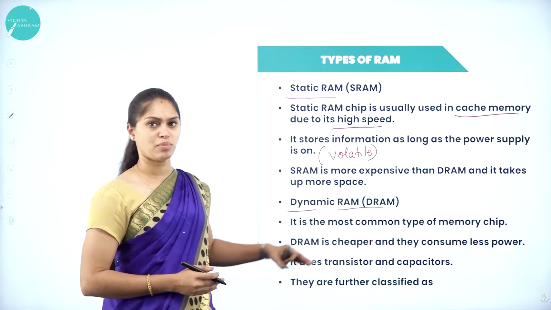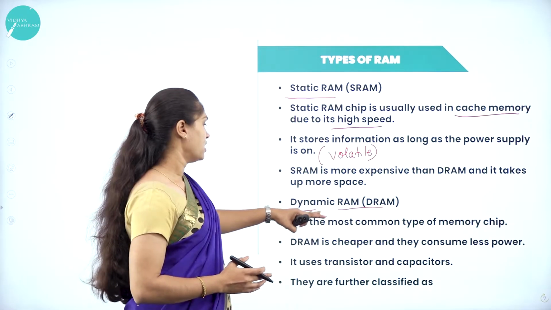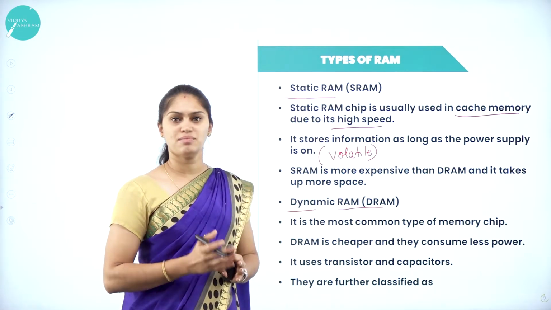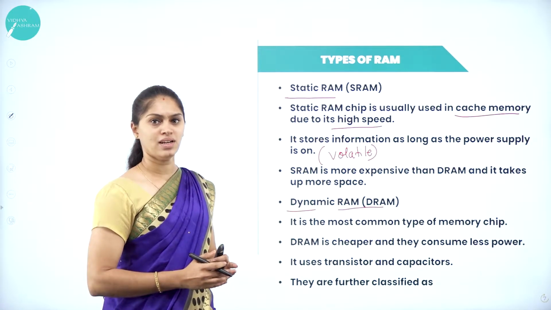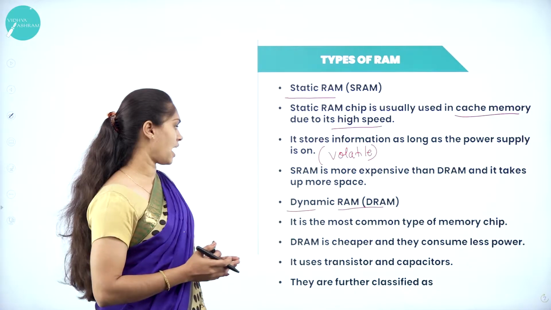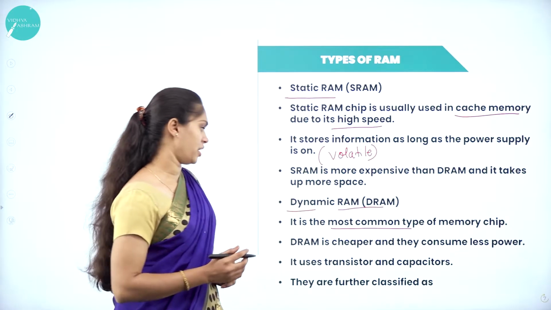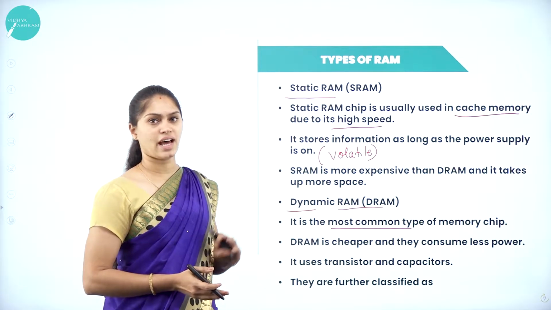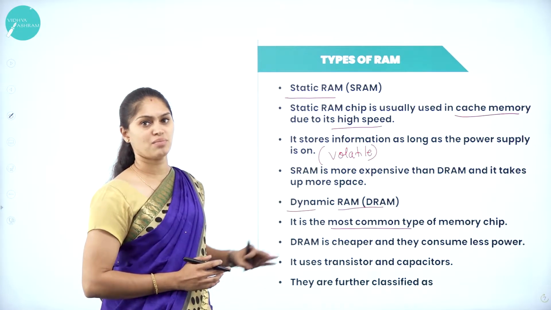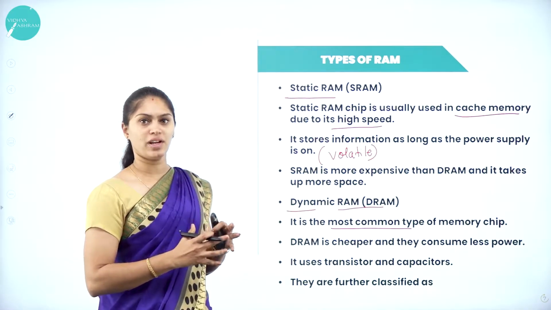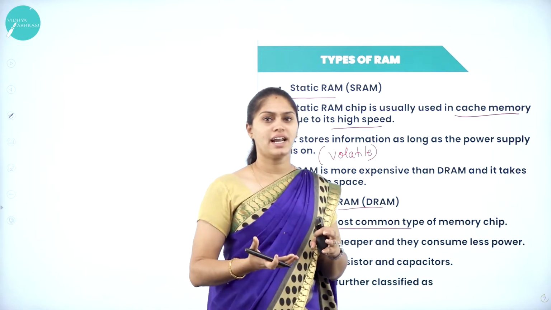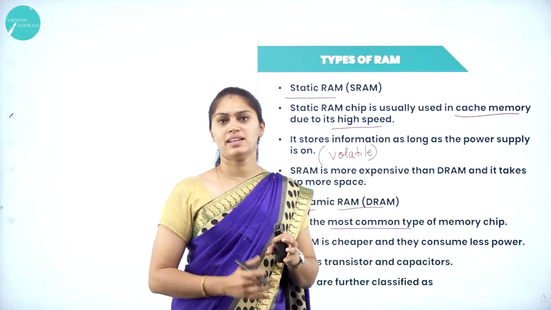Coming to the next type of RAM, that is dynamic random access memory. The abbreviation is DRAM, dynamic random access memory. It is the most commonly used type of memory chip, and it is cheaper than the SRAM, because SRAMs are mainly used in the cache memory. That cache memory will hold the data which is currently being processed by the CPU.